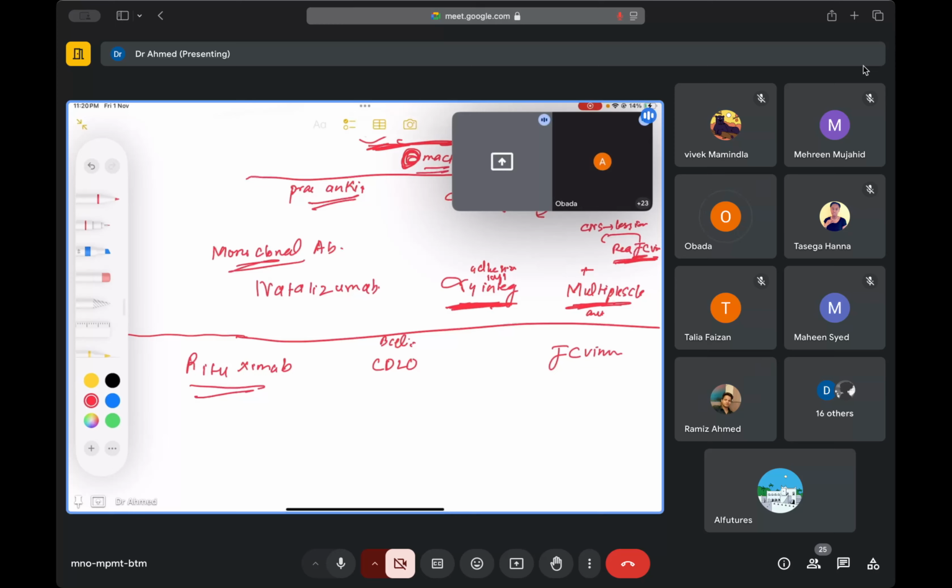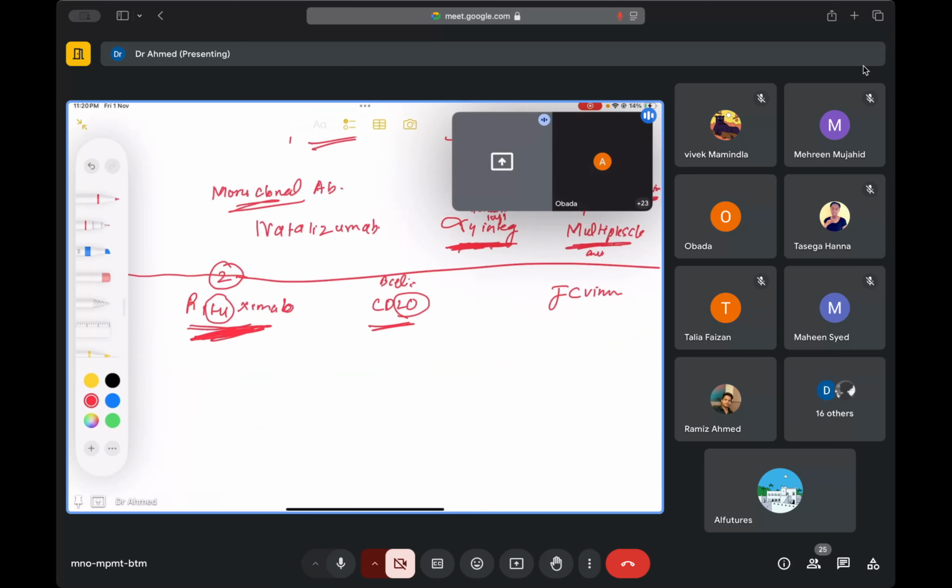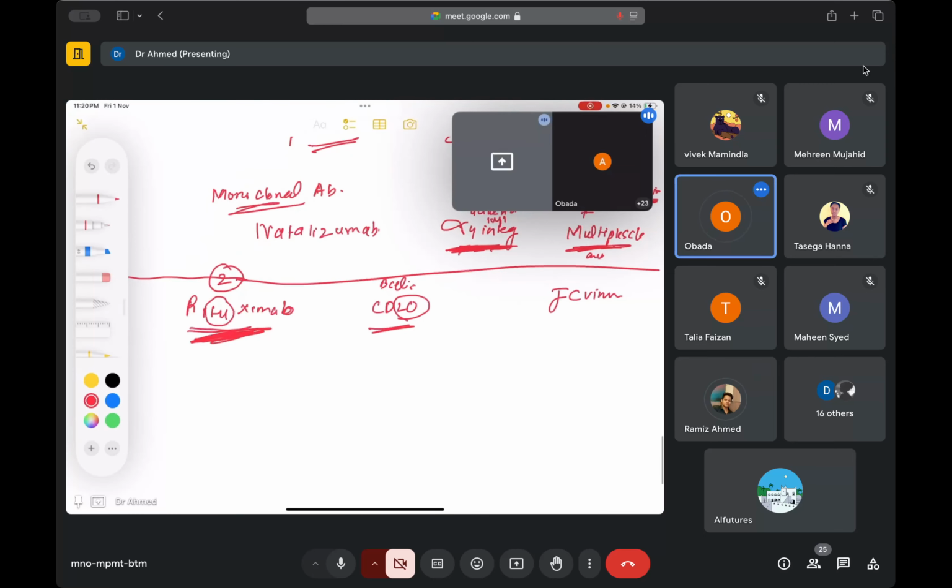So, the mnemonic for rituximab: there is a "two" in it, right? Ri-two-ximab. Two for 20. You guys must know the target only, and some of the adverse effects. This is sufficient for your exam. You might have practiced MCQs related to it. So rituximab is going to target CD20.